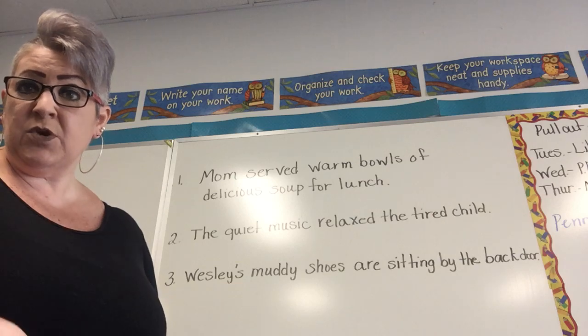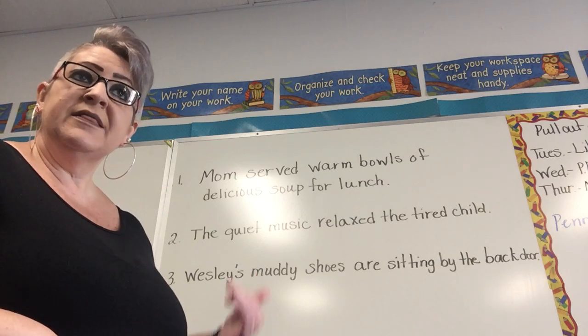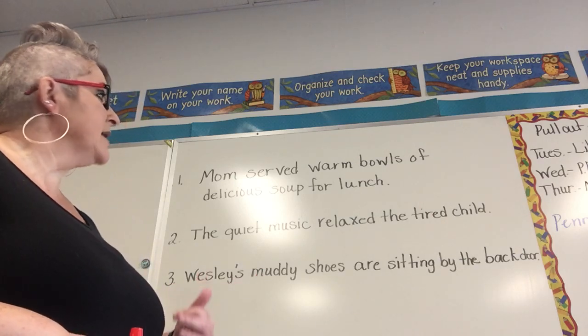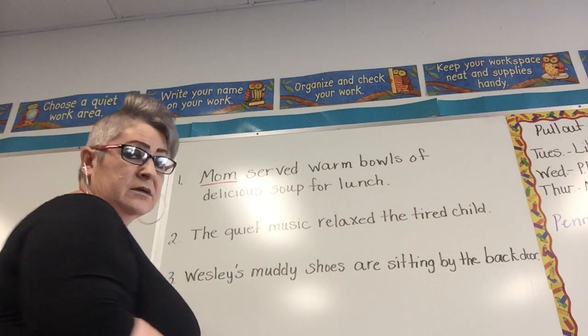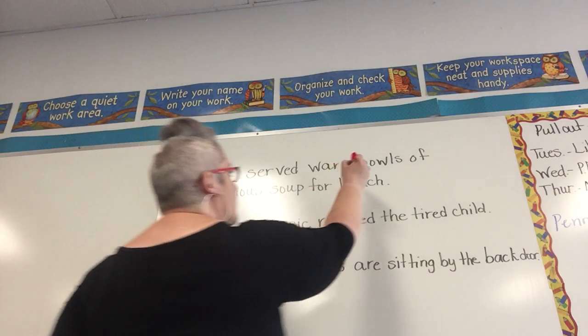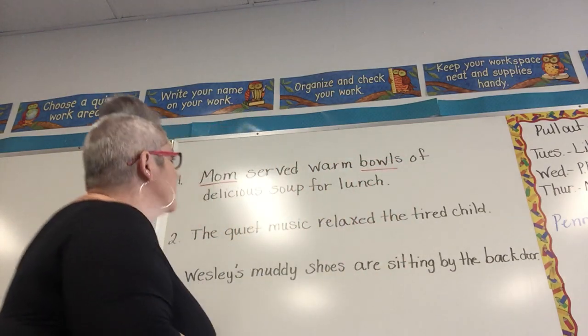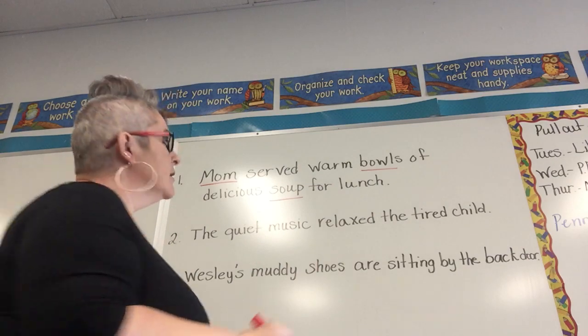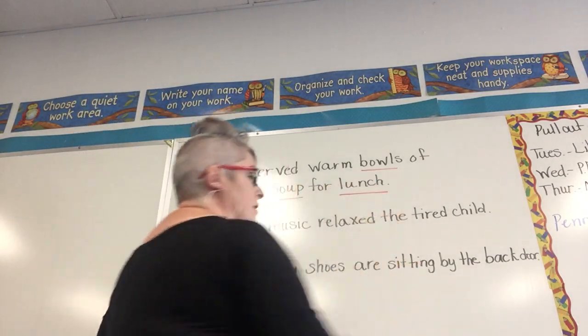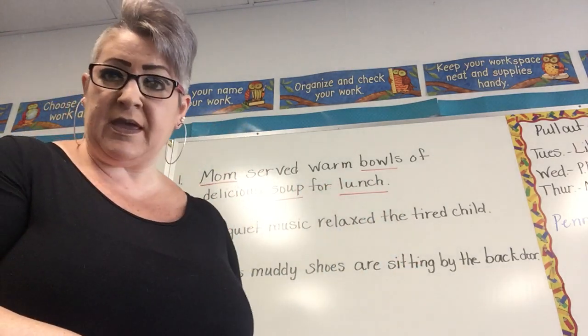So the first thing we do is we go through and we underline the nouns. Well, I see that mom is a noun, so she would be underlined. Bowls are a noun because they are a thing. Soup is a noun because that is a thing. And lunch is a noun because that is also a thing.